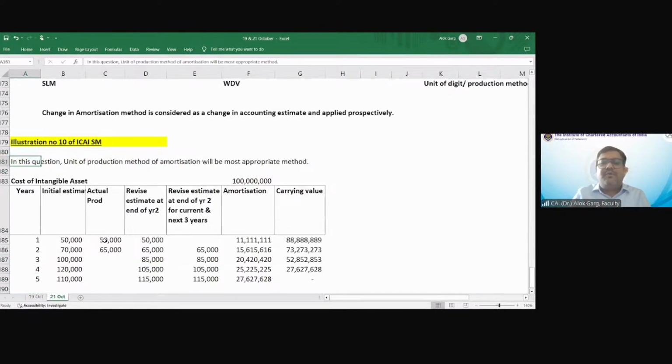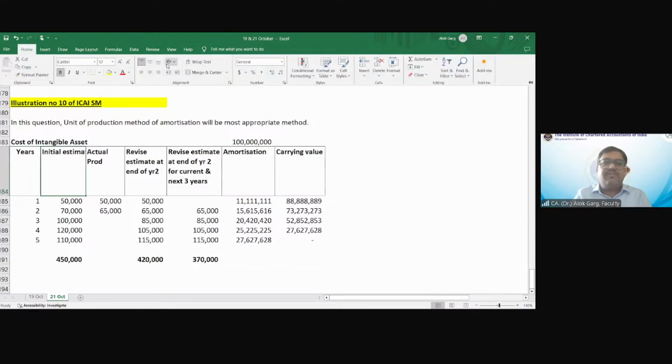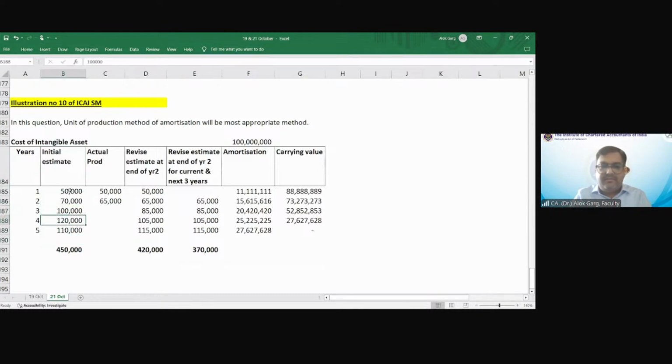In this question, the unit of production method of amortization will be the most appropriate method. What is the initial estimate? Your initial estimate was 50, 70, 120, 110, totaling 4,50,000. What is your actual production? 50,000, 65,000. What is your revised estimate at the end of year 2? First year actual, second year actual, 3 year estimate, 4,20,000. What is the revised estimate at the end of year 2 for the current and next 3 years? These are the revised estimates.